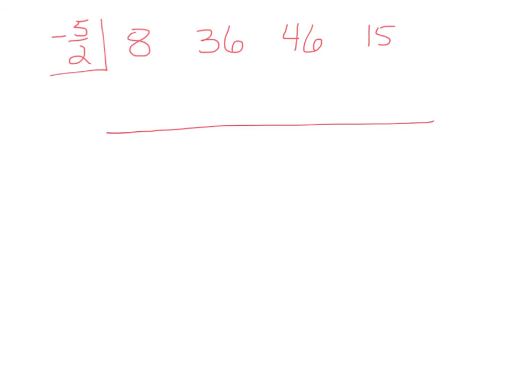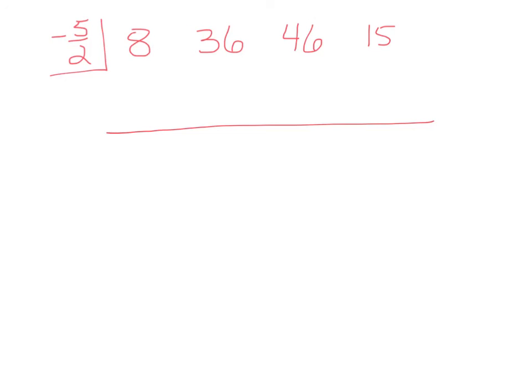Okay, so I just rewrote everything from the previous slide, right? We're dividing by negative 5 halves. The coefficients from our dividend were 8, 36, 46, and 15. Now, nothing is different. You just have to be able to work with fractions a little bit.